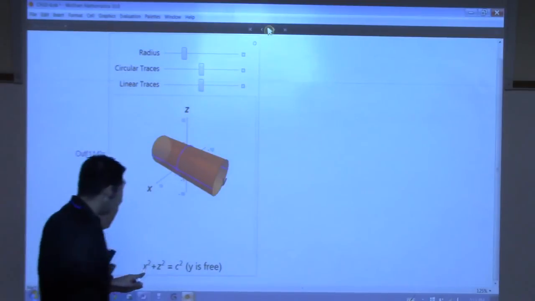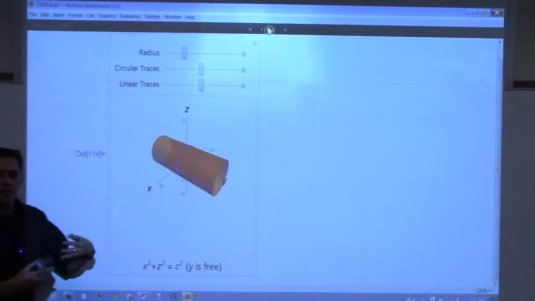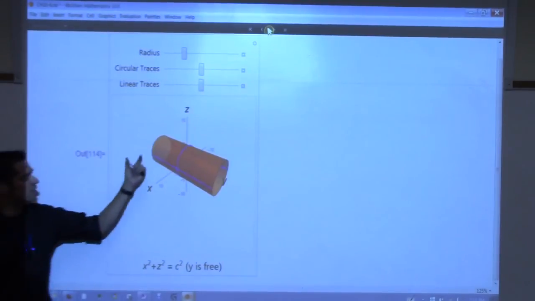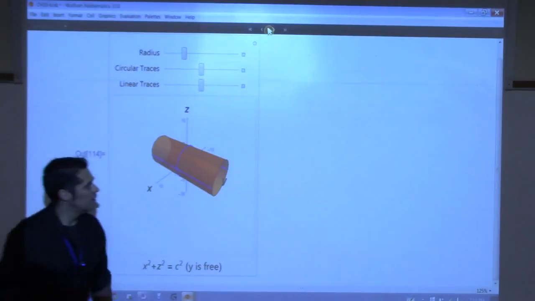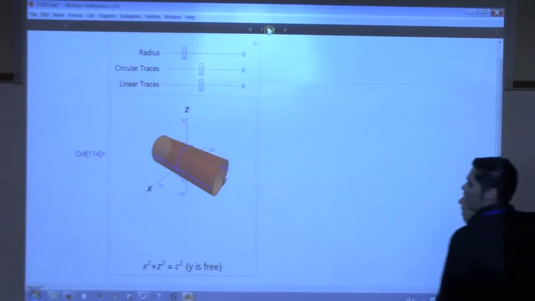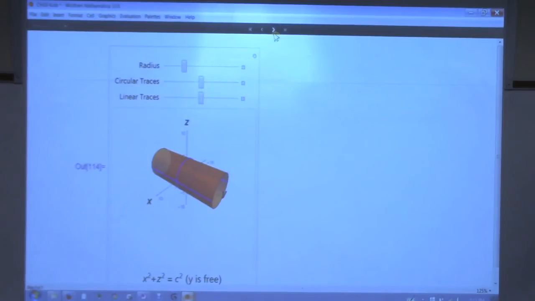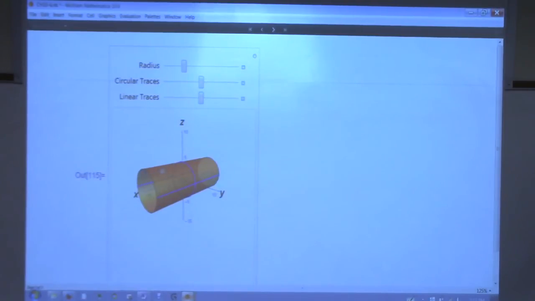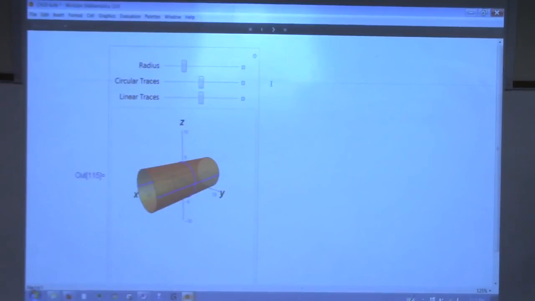Yeah, if I use x and z here equals a number squared, right? That's going to let y be free, which means that the cylinder is going to open out the y-axis. Make sense? And then what if I use y and z and not x? The cylinder will go out the x-axis, right? Like this. Still have lines and circles as traces. Questions? Cylinders, pretty simple.